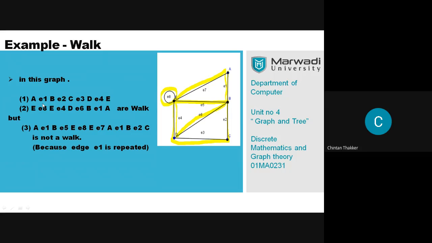Say in our first walk here, we have A, then E1, B, then E2, then C, then E3, D, E4, E. This is an open walk. It is not complete. It has a length of 4, because 4 edges are used: E1, E2, E3, E4. Now if we add here E, then the edge E7, and then A, we start with A and we end with A.